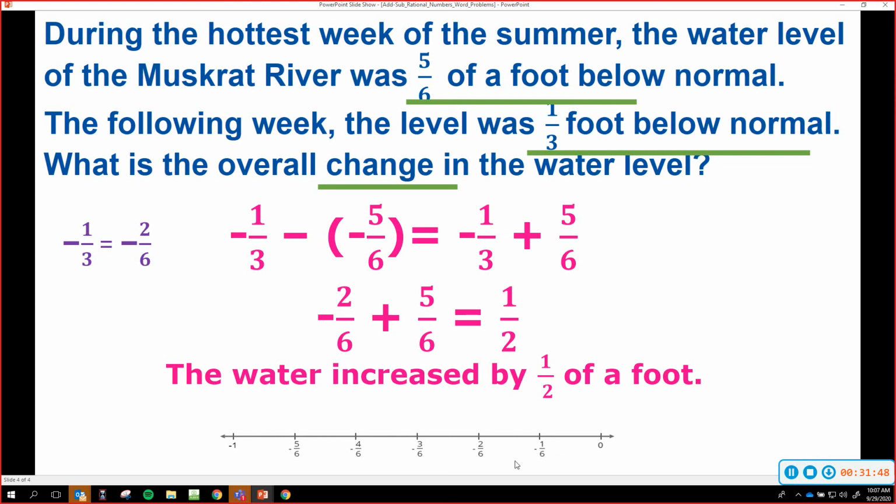So if I have 2/6 over here, and we have 5/6 over here, they want to know how many spaces it is from 5/6 to 2/6. So it's 1/6, 2/6, 3/6 spaces, and that's what we got originally.